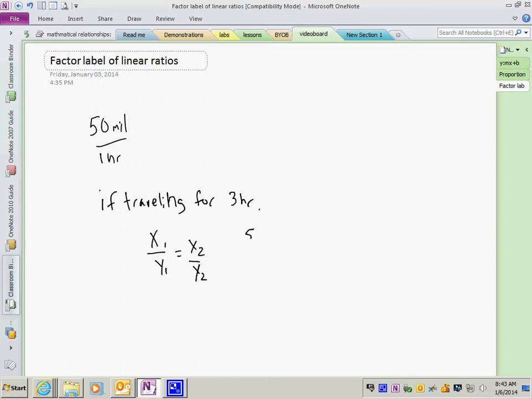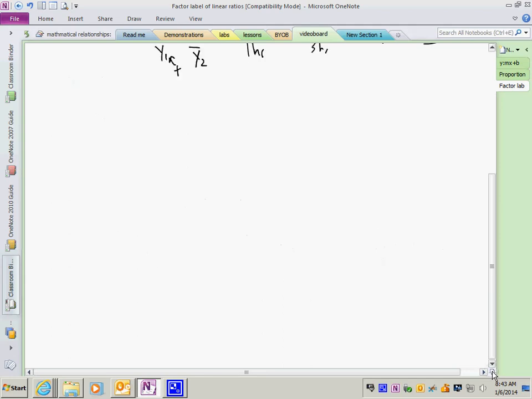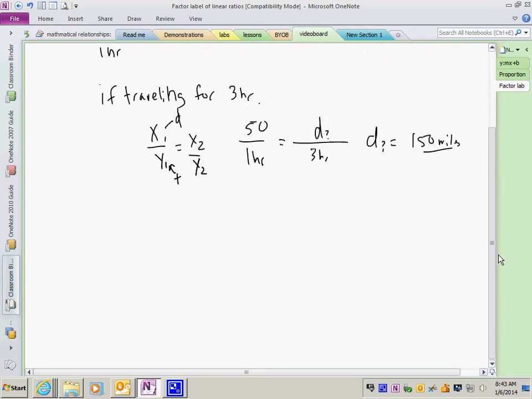All right, so 50, you have to designate this as my distance. This is going to be my time. So 50 over 1 hour equals, okay, distance I'm looking for, no, they give me time, so 3 hours, and looking for distance, question mark. So cross multiply and divide, and the distance equals 150 miles. Again, not entirely difficult, but that's how we would do it with a ratio.